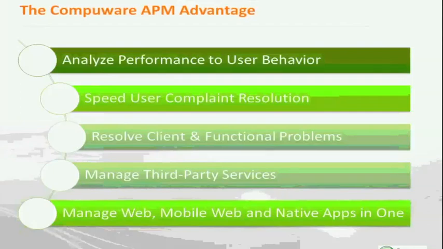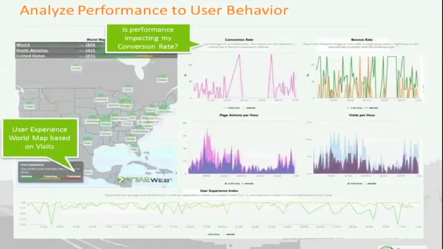So these are some of the challenges: analyzing performance of user behavior, speeding up complete user resolution, resolving client and functional problems, managing third-party services, and bringing all web, mobile, and native apps into one platform. These are some of the key advantages that you get with the CompuWare APM, which really help you look into where your users are abandoning your websites, or why certain transactions are not converting, where they are failing, and try to bridge these gaps together using the comprehensive collaborative platform.